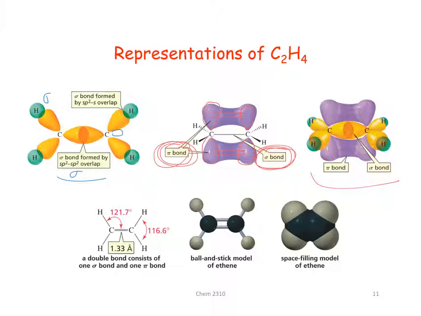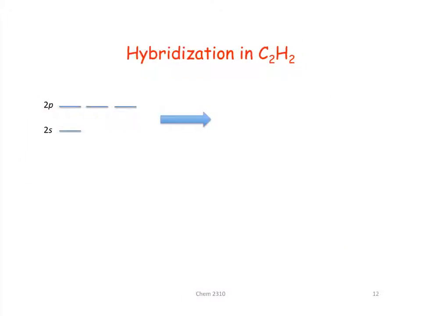When we look at the atoms themselves, they're all going to be in the same plane. So this whole molecule is planar. Now let's look at the next scenario. Remember this molecule, C2H2. This was ethine, or acetylene, and we have this triple bond.